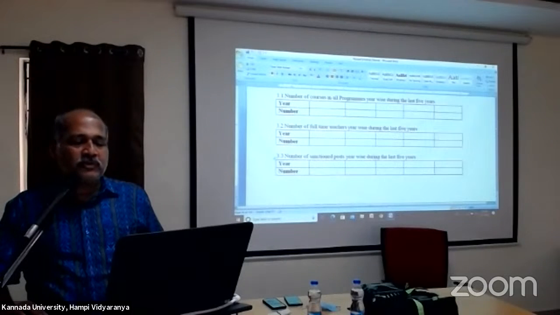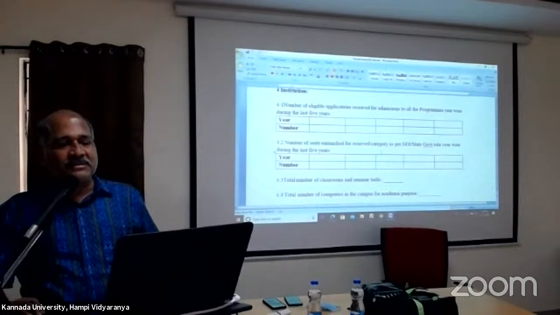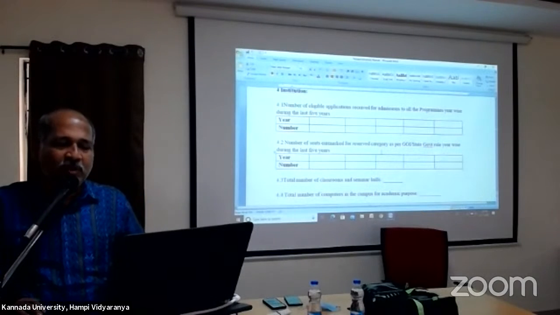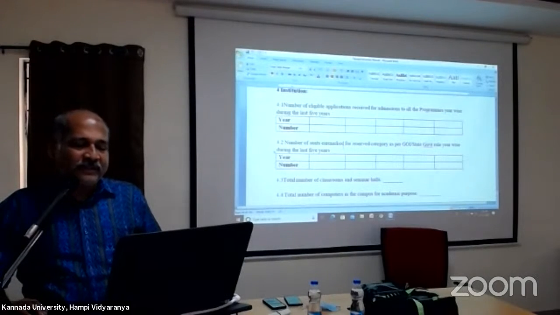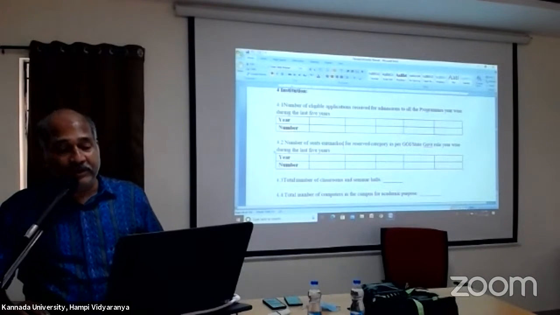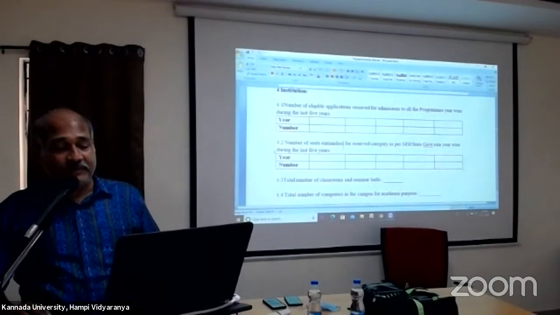Number of sanctioned posts year-wise during last 5 years. Number of eligible applications received for admissions to all the programs year-wise during last 5 years. Number of seats earmarked for reserved category as per Government of India and state government rule year-wise during last 5 years.